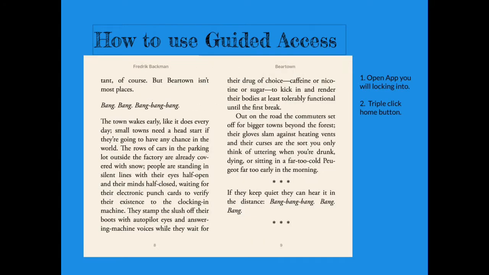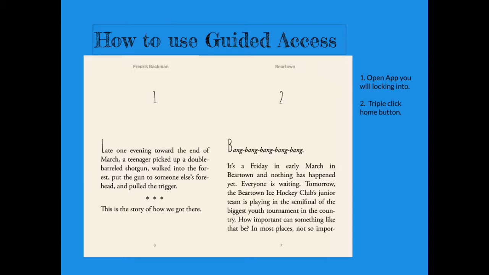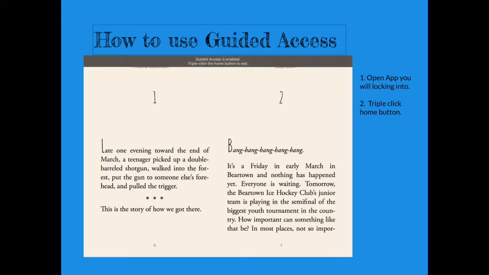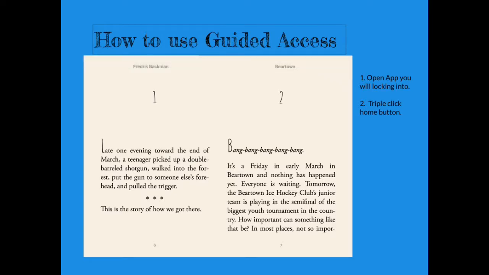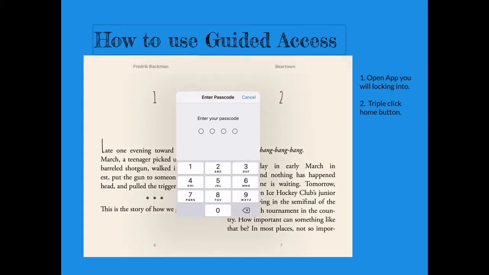Now I can read my book, but I can't get out of this. If I try to get out of this app by touching the home button, it tells me, nope, Guided Access is enabled. Triple click the home button to get out. So if I triple tap again, it brings up my passcode page, and to get out I would need to enter the passcode. If the student doesn't know the passcode, they cannot get out of the app.